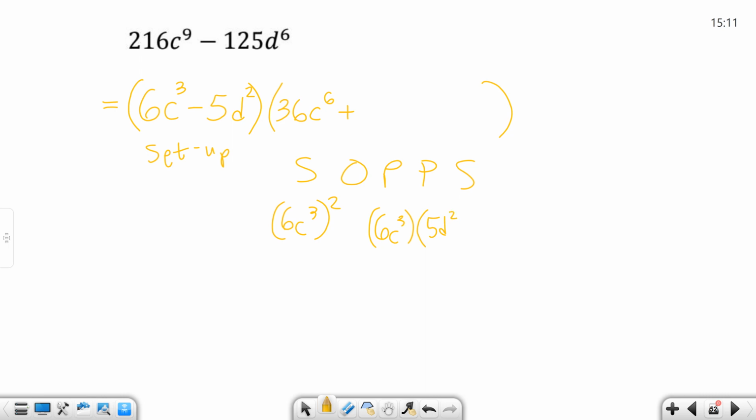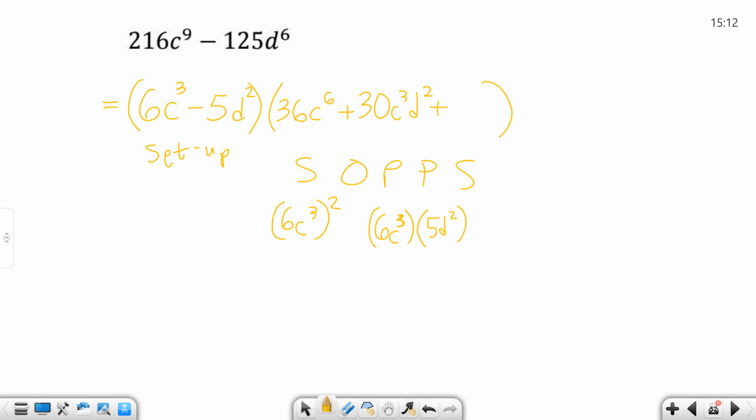Then we take 6c to the third and we product. We multiply it with 5d squared. And again, I know this is negative, but we already took care of that with the opposite, right? So we don't worry about the signs. We just say 6c cubed and 5d squared. So that's going to be 6 times 5 is 30. And then we have c to the third, d squared, and then always a plus.